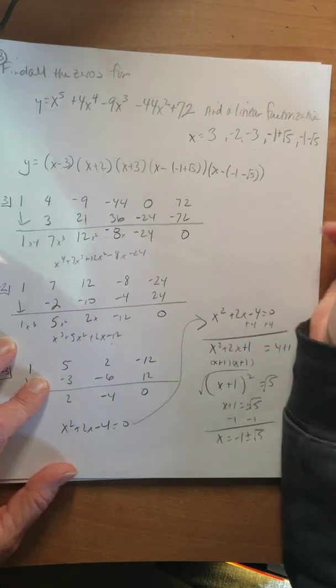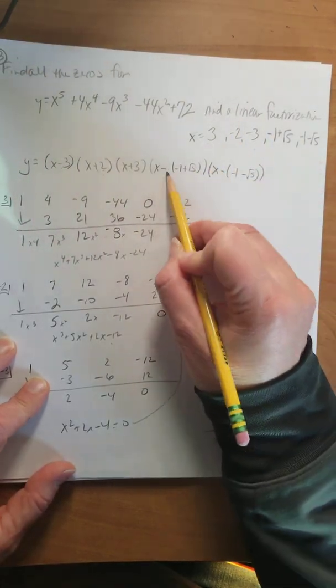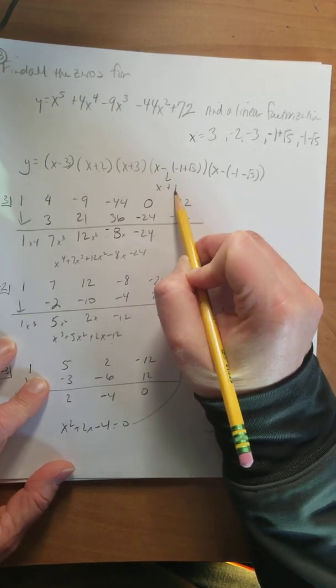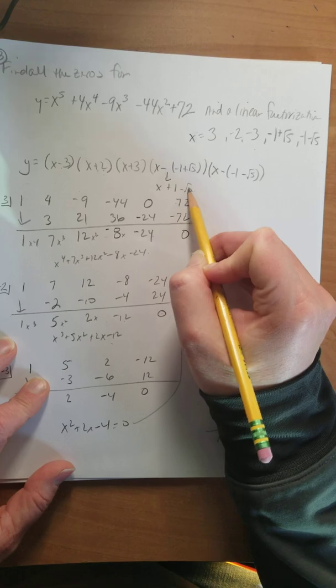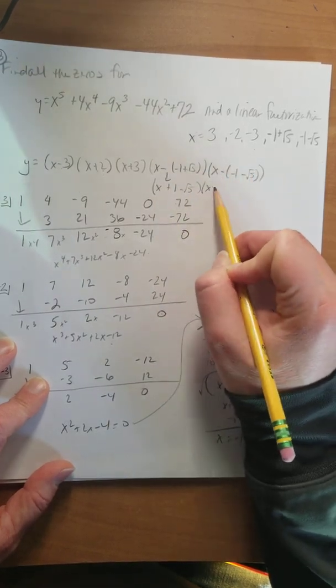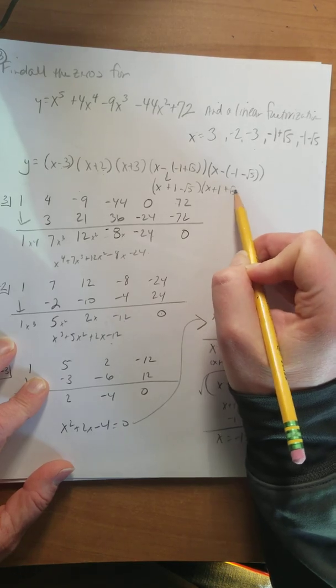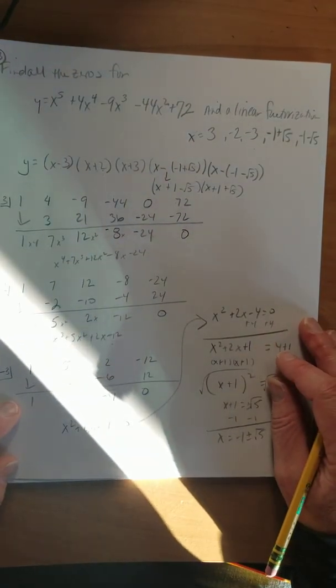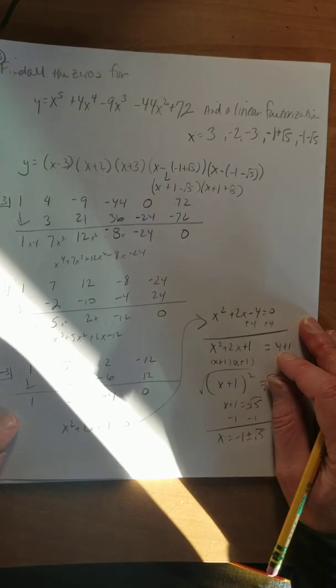Now, the other thing we could do is distribute this through, and this could change to x plus 1 minus the square root of 5. That's the same thing. And I could distribute this through. This would be x plus 1, and then plus the square root of 5. Either one is fine. I'm not super picky with how you do it. All right, so that is that.